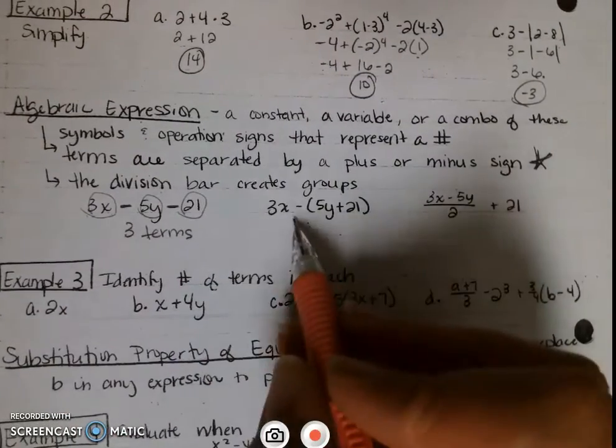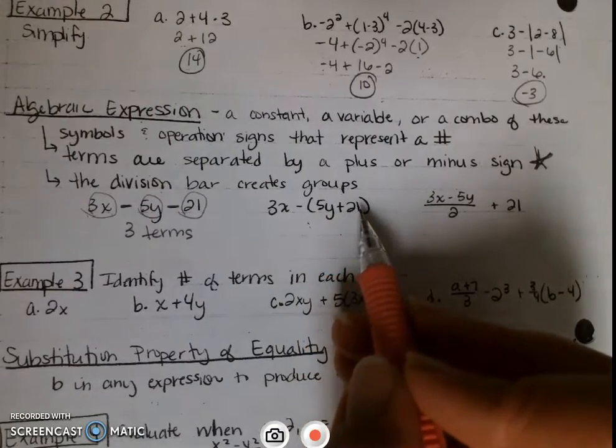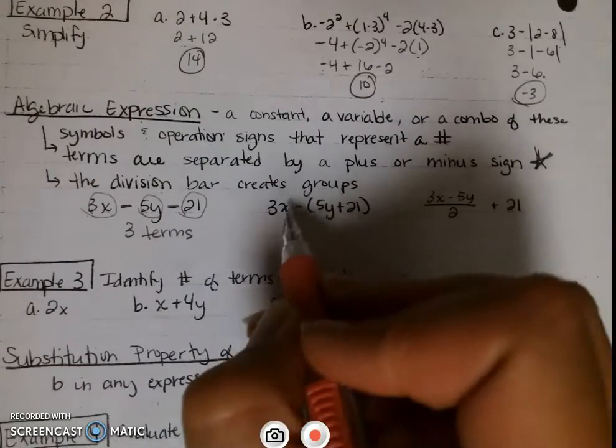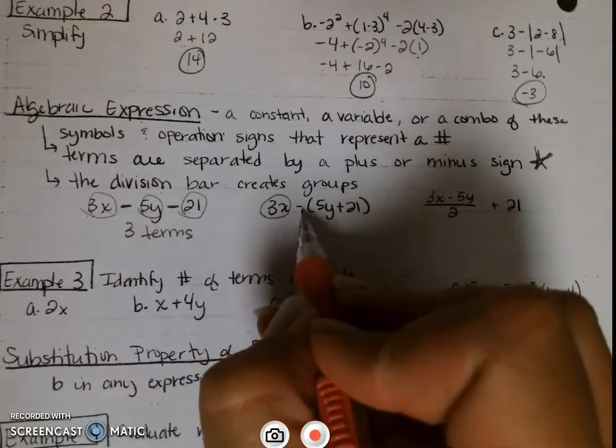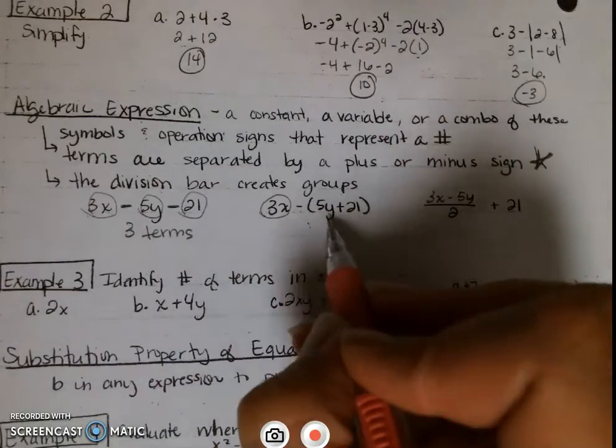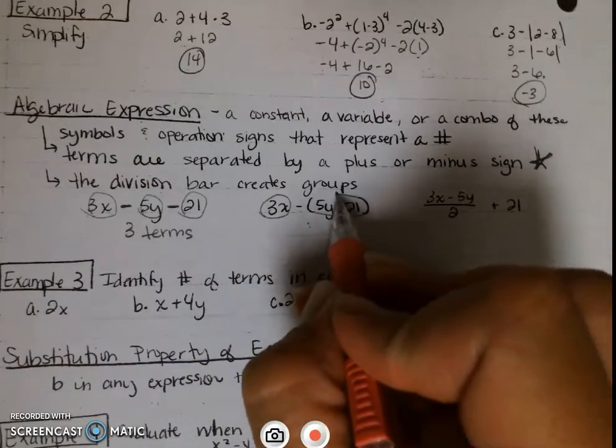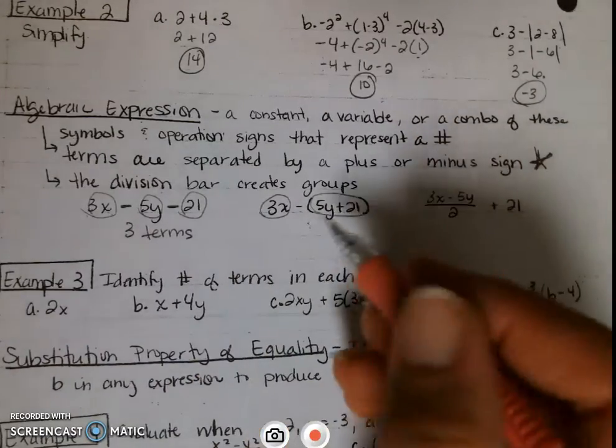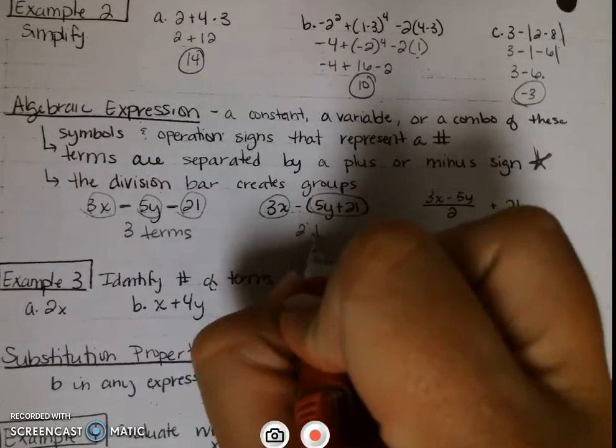Okay, the next one, 3x minus the quantity 5y plus 21. This one, 3x is a term. Then we have this subtraction sign. 5y plus 21 is a term because it has parentheses around it. So this one only has 2 terms.